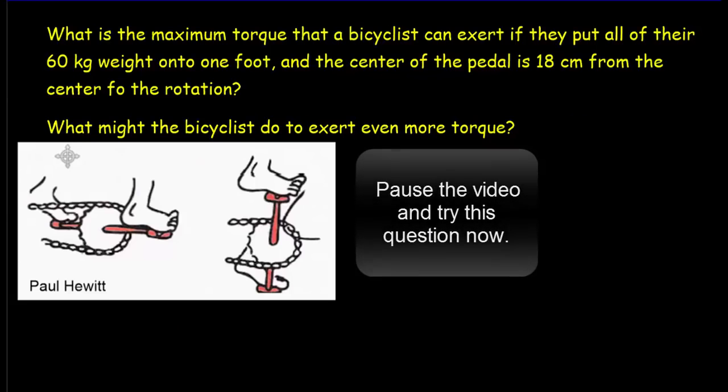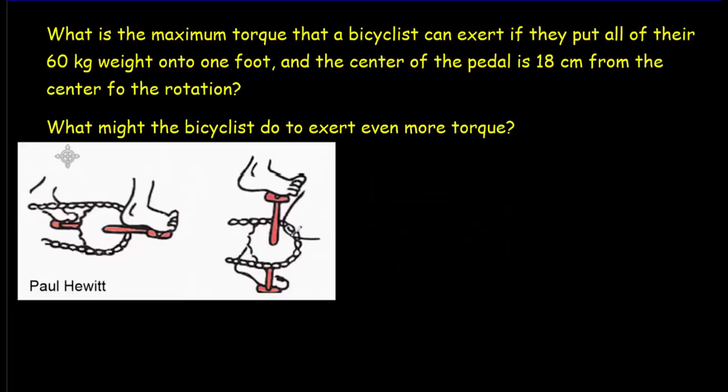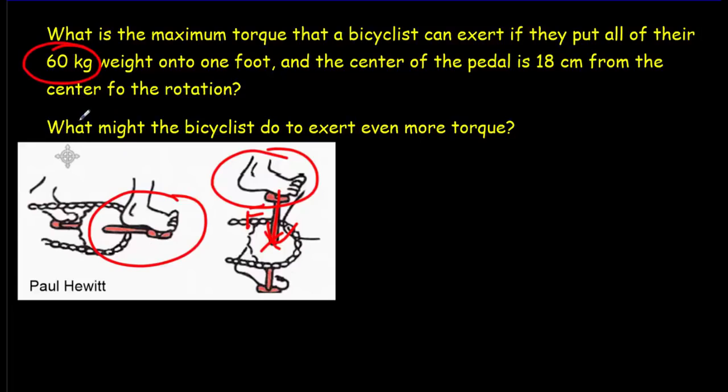Let's try a couple of examples. Pause the video, read the question over, come back for the answer. So in this question here, the first thing you want to realize is that in this particular position here, there's going to be no torque. And that's because the force is going right through the axis of rotation. So that force can't exert any torque. The maximum torque is going to be exerted when the person puts all their weight on this foot here. And it's a 60 kilogram person, so their weight is approximately 600 newtons. And since all their weight is on that right foot, there won't be any weight on the left foot, and that pedal can come up freely.